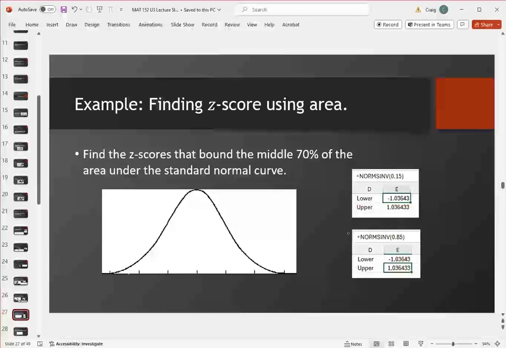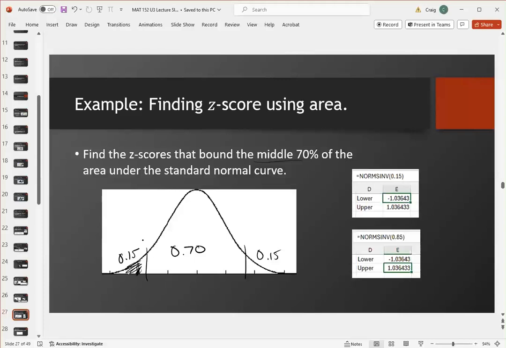We want to find the Z-scores that bound the middle 70% of the area under the standard normal curve. Well, the middle 70% means 0.15 on this side and 0.15 on this side. This would be the middle 70%. But it's not always that easy in Excel to figure out, or on the tables to figure out those exact boundaries. But we can do it.